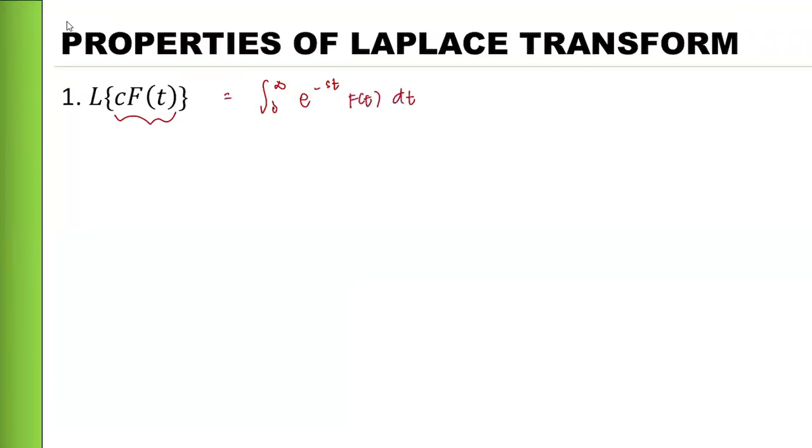So the f of t there is this portion. Okay? If we substitute, that will be e to the negative st, and then whatever is inside, so we have c, then f of t, then dt. Okay? So we can see that even before we perform the integral, the constant number inside the integral can be factored out of the integral.